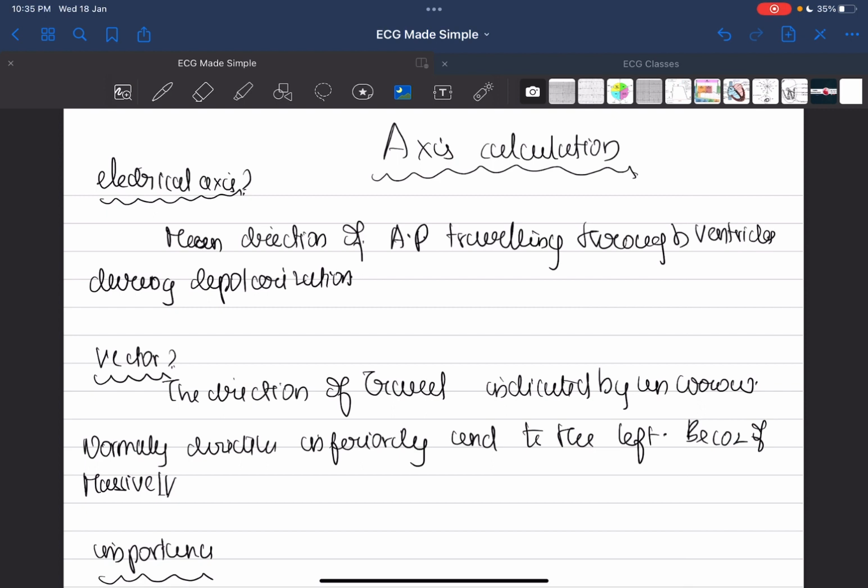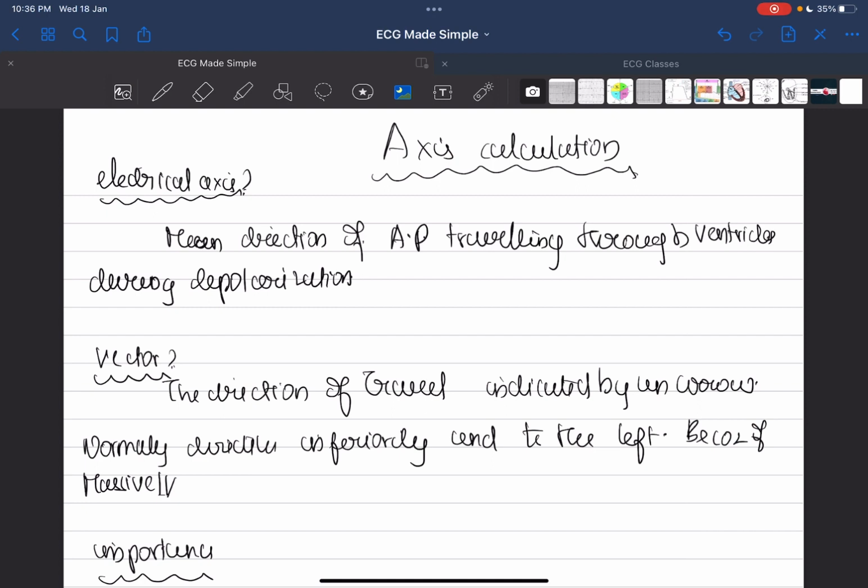The most commonly used method is just looking at lead 1 and lead 3. If both go away from each other, we think of it as left axis deviation, and if lead 3 comes in, we call it right axis deviation. That may be well and good if you don't want to go into detail, but the actual method of axis calculation, the most used one, I will discuss in this topic.